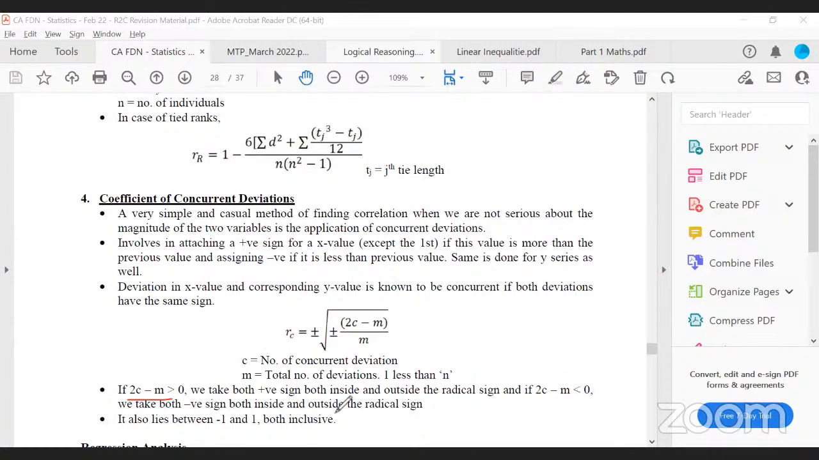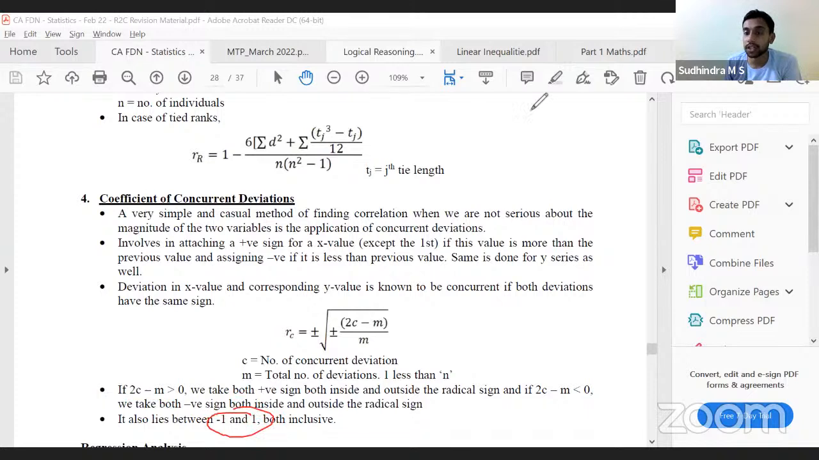We take positive sign, both inside and outside the radical sign. And if 2c minus m is less than 0, then we take negative sign. So obviously, in this case also, correlation lies between -1 and +1. So these are the 4 measures of correlation: scatter diagram, Karl Pearson's, concurrent rank correlation, and coefficient of concurrent deviation.